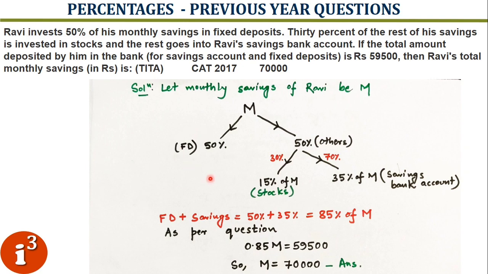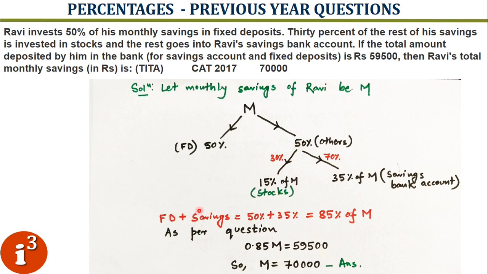So in total, 50% is in fixed deposit, 15% in stocks, and 35% in savings bank account. So you have to calculate like this. This is actually the concept: 30% of the rest amount. Basically people directly write this as 30%. No, 30% of 50% is actually 15% of the total, and 70% of 50% is 35% of the total.